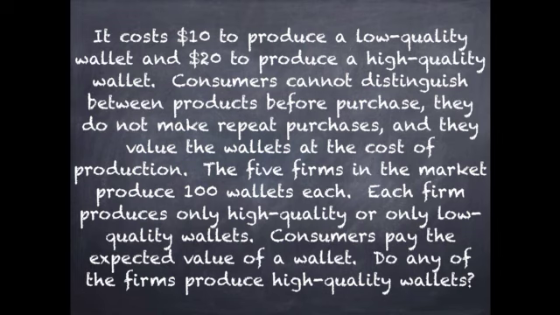So what we're going to do with this is we're going to make the assumption that all the firms are making low-quality wallets and see if there's any incentive for somebody, one of those 5 firms, to decide, I'm going to start producing high-quality wallets. So the initial condition is going to be all 5 firms are selling low-quality wallets. All right?